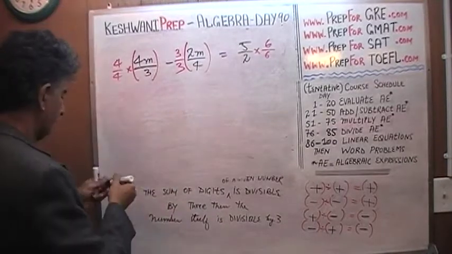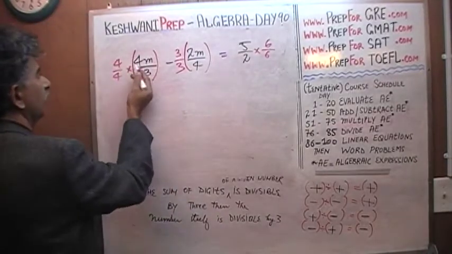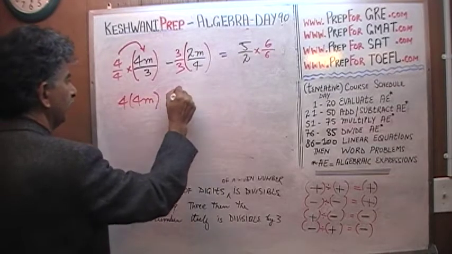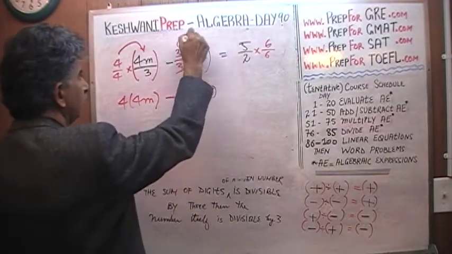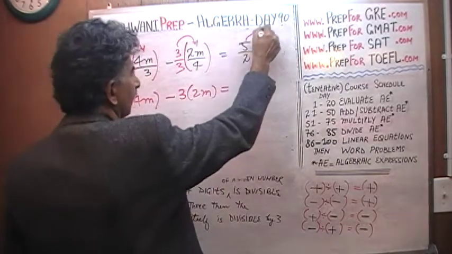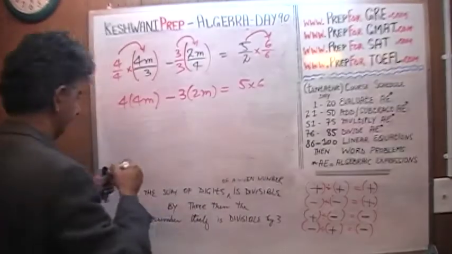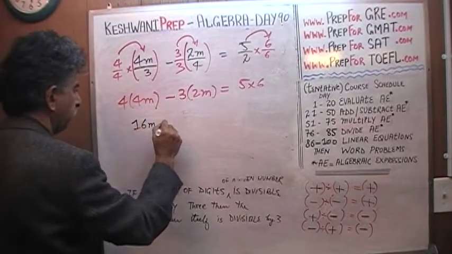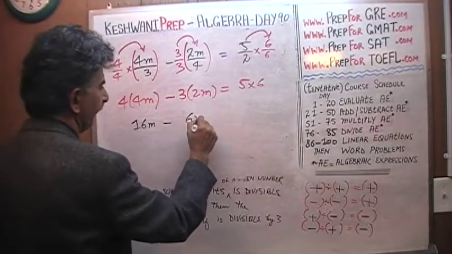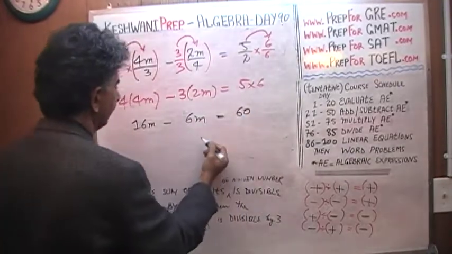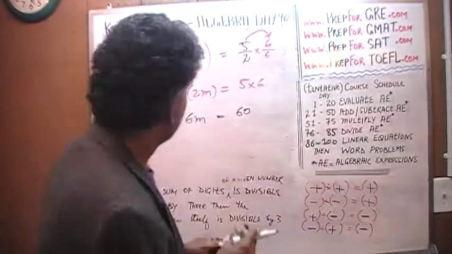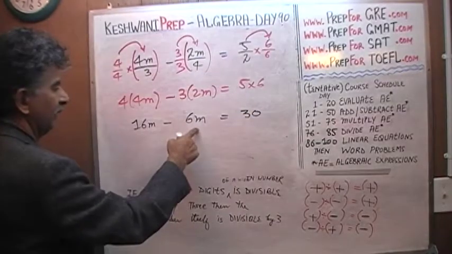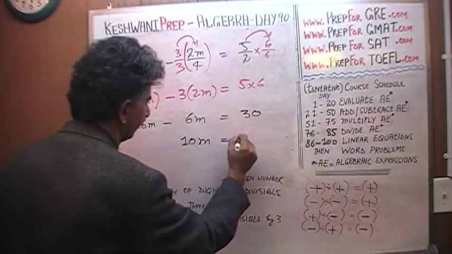So what we have now is 4 times 4m minus 3 times 2m equals 5 times 6. 4 times 4m is 16m, minus 3 times 2m is 6m, equals 30. Sorry, 5 times 6 is 30. 16m minus 6m is 10m equals 30.